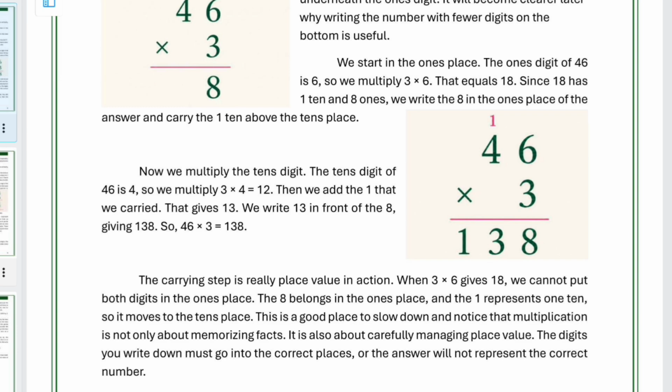Now we multiply the tens digit. The tens digit of 46 is 4, so we multiply 3 times 4 equals 12. Then we add the 1 that we carried. That gives us 13. We write 13 in front of the 8, giving 138. So 46 times 3 equals 138.